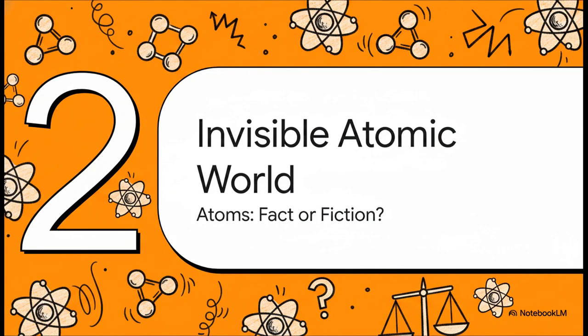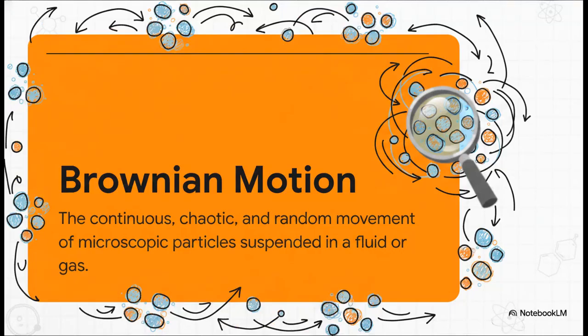Which brings us to part 2, the invisible atomic world. Now we get to our prime suspects. Atoms and molecules. You have to remember, back in the 19th century, the idea of atoms was actually super controversial. A lot of scientists thought they were just a convenient mathematical trick, not real physical things. But to solve our mystery, we have to understand what we now call Brownian motion, named after our botanist friend, of course. It's defined as the continuous, chaotic, and random movement of microscopic particles suspended in a fluid or a gas.